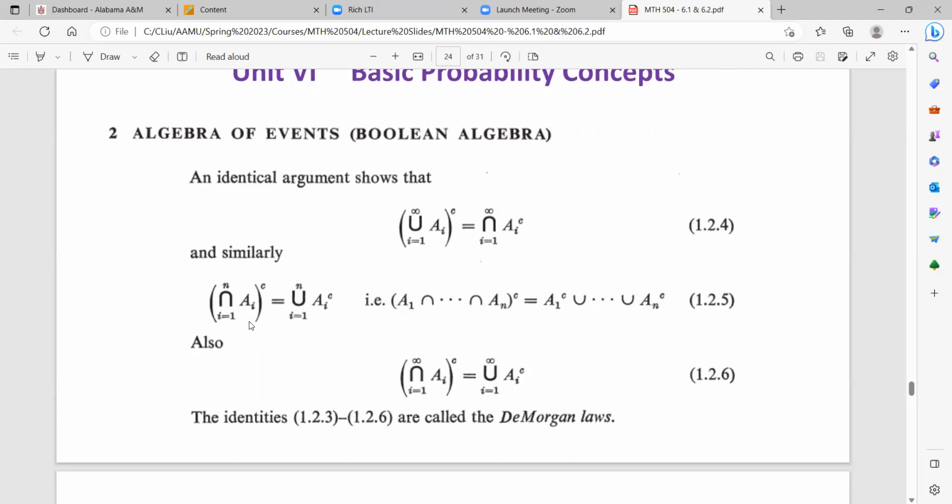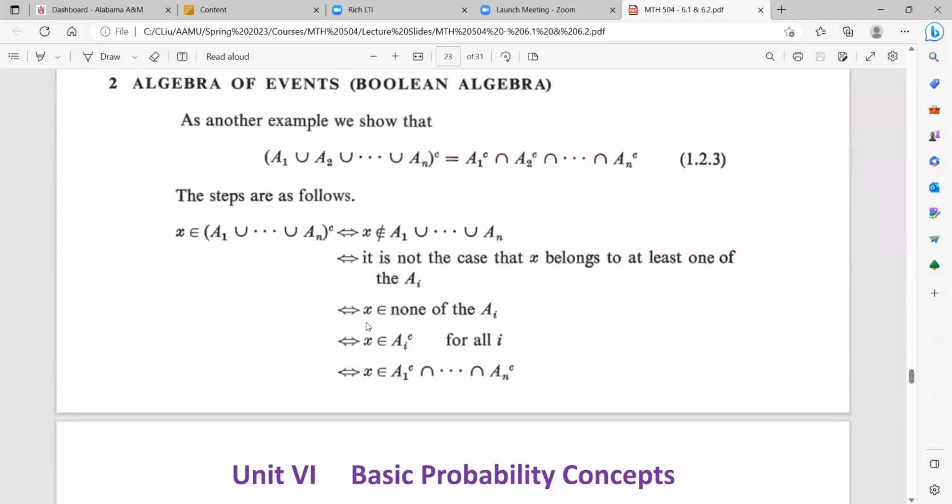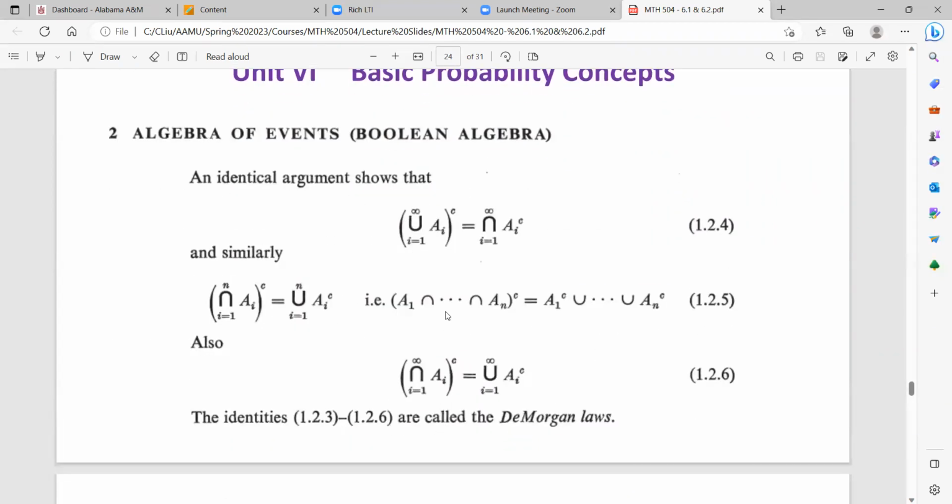And similarly, the complement of the intersection of n sets is the union of the complement of each set. I think these arguments are pretty similar, and can be done in the same process and same steps as we did here, so we're not going to repeat. And you can also extend the statement to infinitely many sets. The complement of the intersection of infinitely many sets is actually the same as the union of the complement of each set.